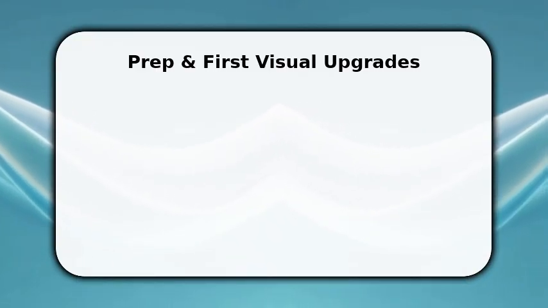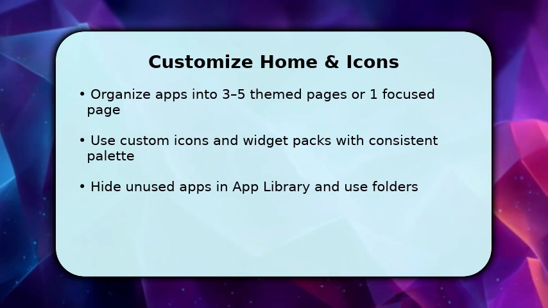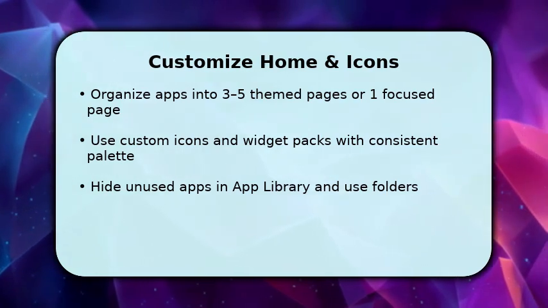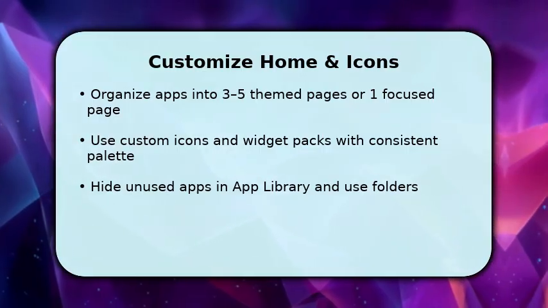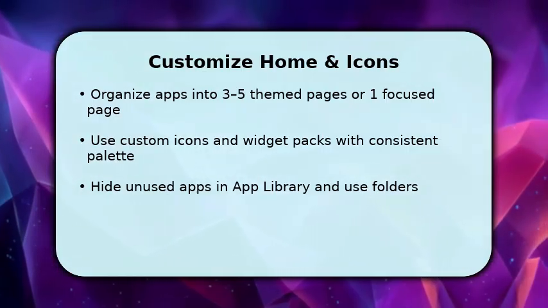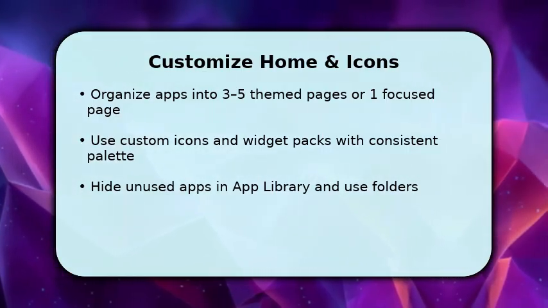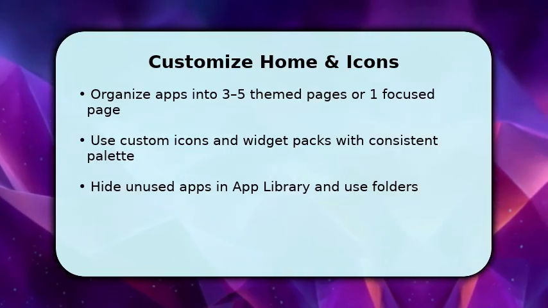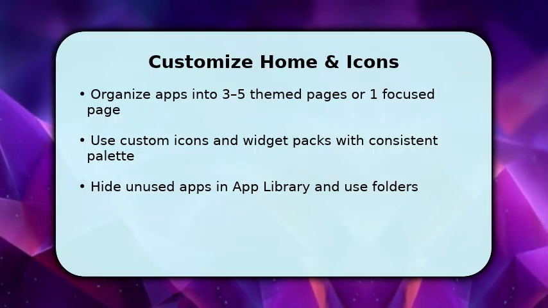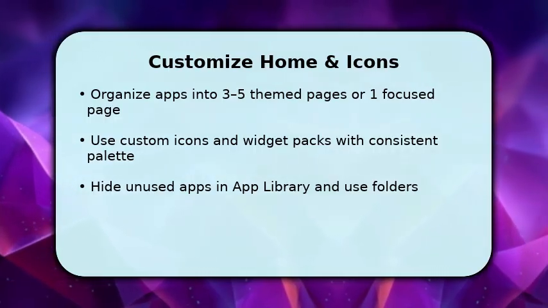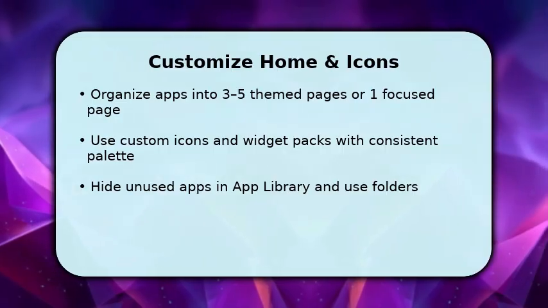Now you customize layout and visuals to refine appeal. You should organize apps into a few themed pages or keep one streamlined page for quick access, because less clutter reads as premium. Then apply a custom icon set and matching widgets. Consistent palette and spacing create balance and rhythm. Once done, hide unused apps in the app library and group the rest into folders so the home screen communicates purpose.